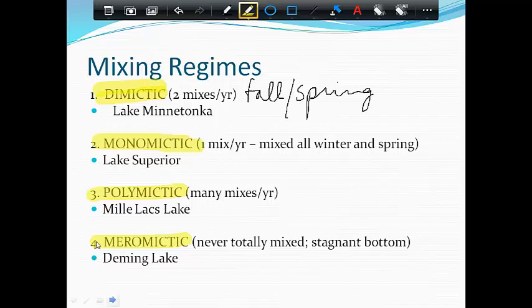lake. And this lake never gets totally mixed because the bottom is stagnant. In other words, for whatever reason, the mixing that does occur in that lake doesn't include the bottom. So the bottom always stays the same. The nutrients that are sitting at the bottom never get brought up. They just always stay down there. And there is a lake in northern Minnesota in Itasca County, so near the headwaters of the Mississippi River, called Deming Lake. That is a meromictic lake. But again, these are pretty unusual lakes in Minnesota.